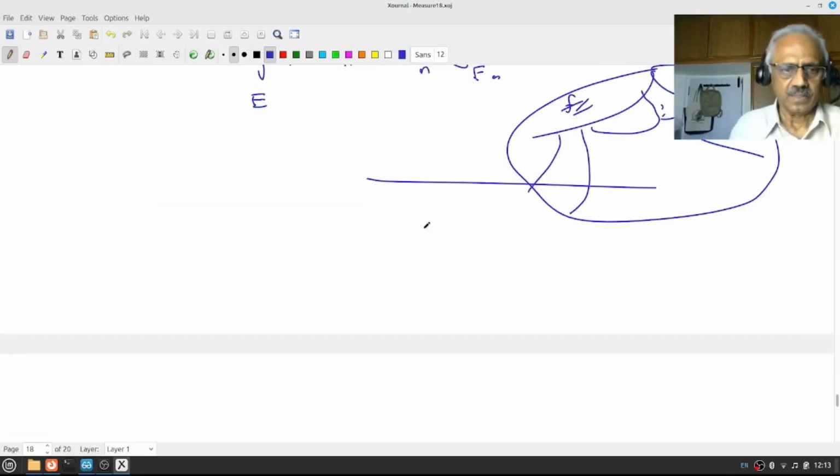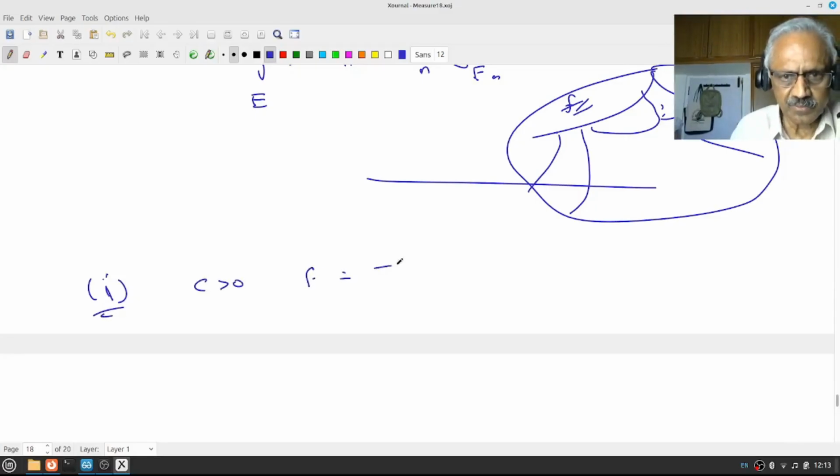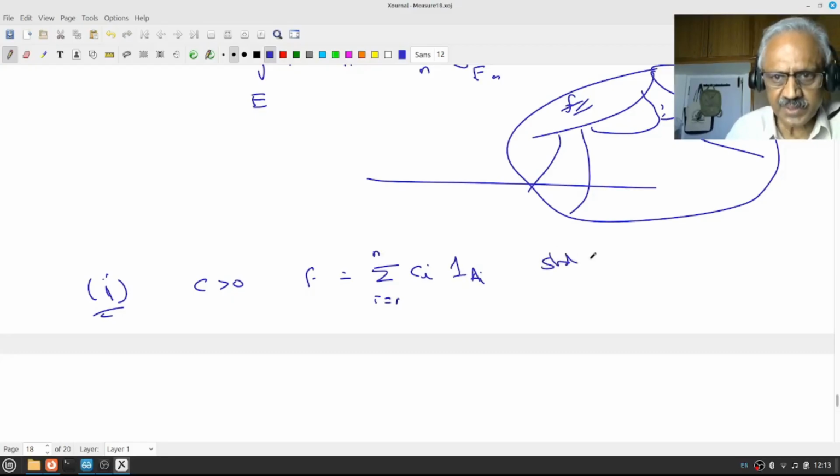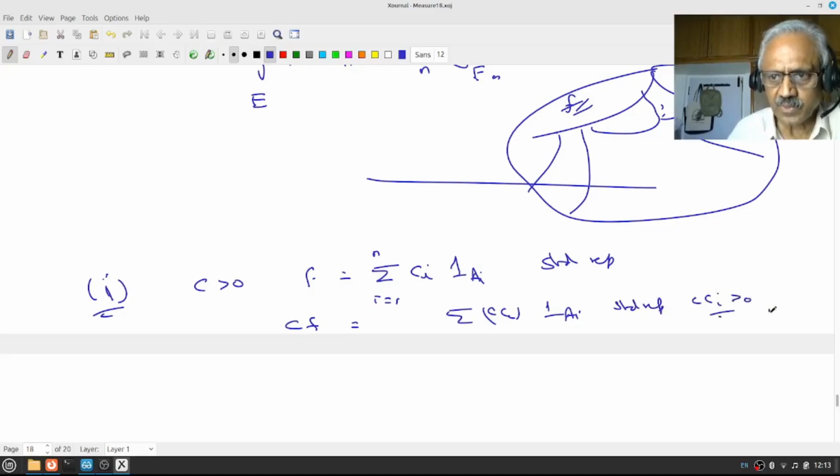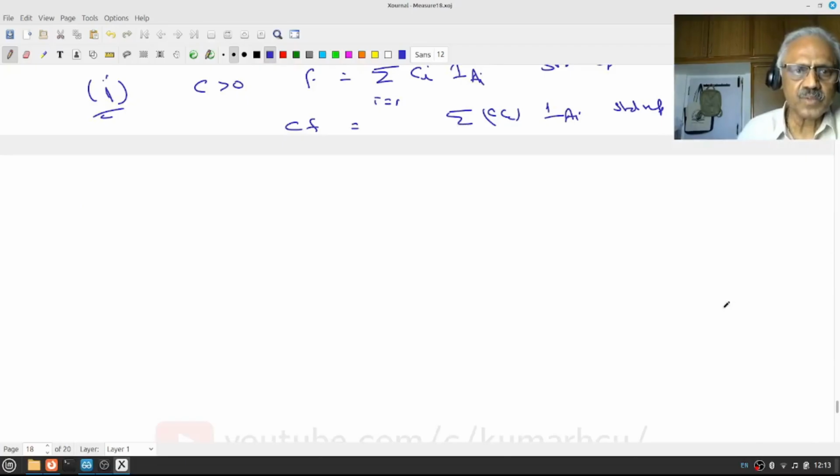As I said, I may not have time, so I will just do this; it is very easy. C is greater than 0. Suppose F is the sum of C_i times the indicator function of A_i, i equal to 1 to N, the standard representation. Then C times F is the sum of C C_i times the indicator of A_i. This is the standard representation, and C C_i is non-negative for all i.